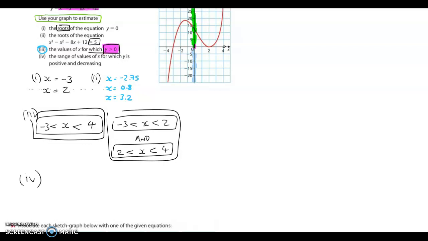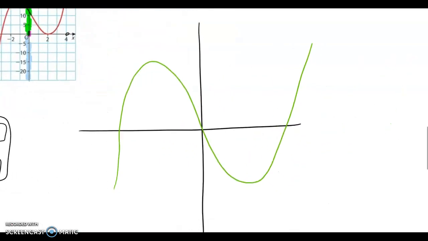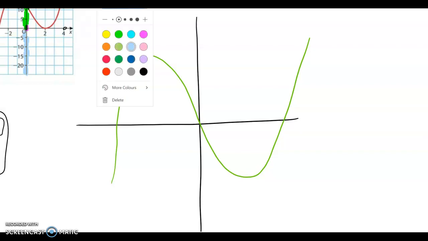Now the last question, part 4. The range of values of x for which y is positive and decreasing. Now, to understand that question, you need to have a fair idea of what that means on an xy axis. If you have a function, so let's draw a function, just wiggling, waggling, woggling, like that. Which is which? Well, first thing is the parts that are positive. Okay, so let's do it with a red highlighter. Positive.